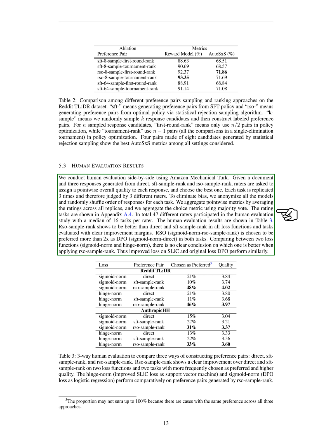The results showed that the RSO sample rank method outperformed the other 2 methods across all loss functions and tasks, with a clear margin of improvement. When comparing 2 loss functions, sigmoid norm and hinge norm, we found no clear winner when applying the RSO sample rank method. This suggests that both the improved loss on SLiC and the original loss DPO perform similarly.